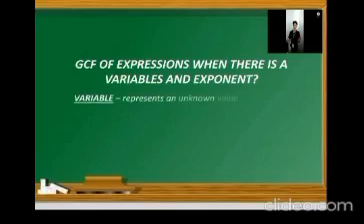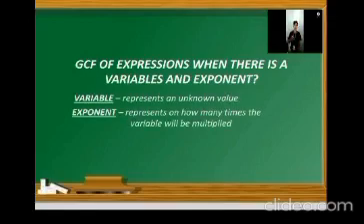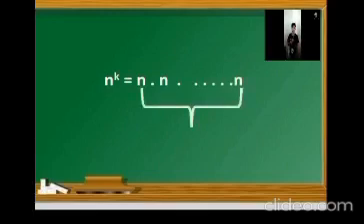The variable represents an unknown value, and the exponent represents how many times the variable will be multiplied. For example, if the variable is n and the exponent is k, we can say that n will be multiplied k times. For example, if we are going to find the GCF of n raised to 3, n raised to 5, n raised to 6, and n raised to 9, so n raised to 3 is n times n times n.